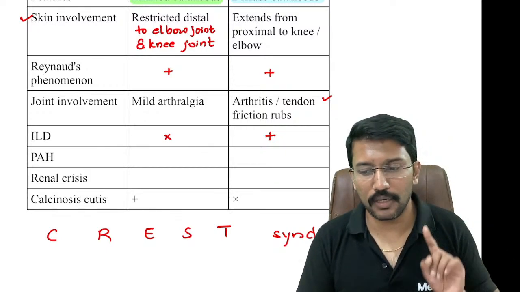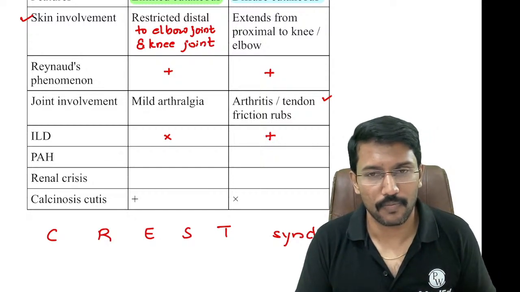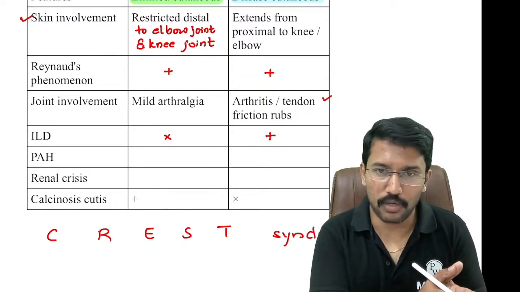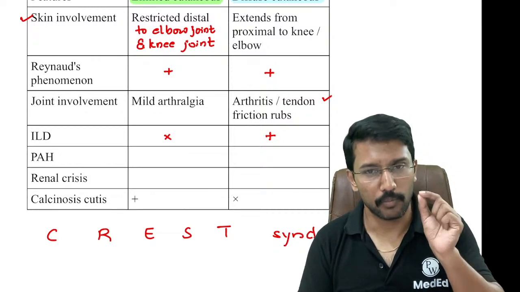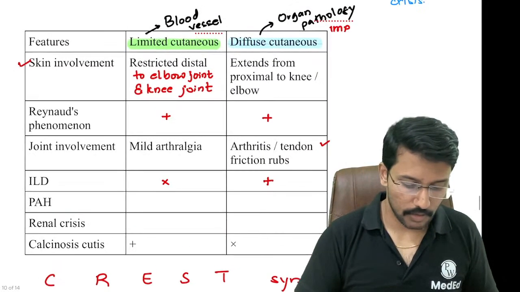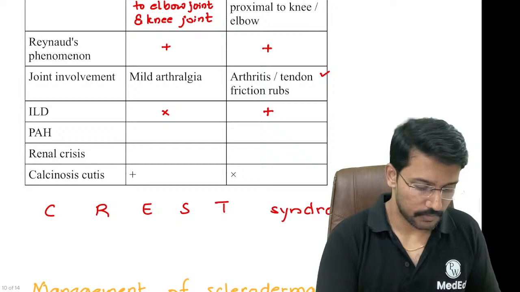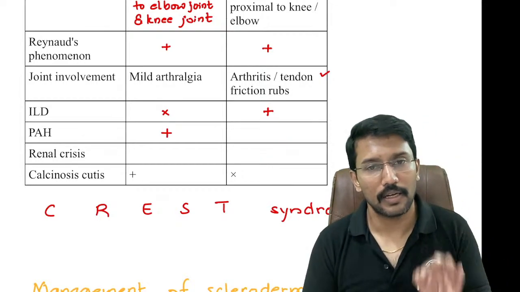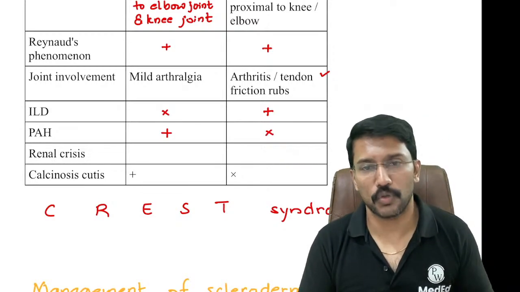Okay. Pulmonary arterial hypertension. Are we talking about organ or blood vessel? Obviously we are talking about blood vessel, right? The pulmonary artery pressure has increased, so we are talking about blood vessel. So whenever we think of blood vessel, we should think of limited cutaneous, right? So pulmonary arterial hypertension is typically common in limited cutaneous, relatively rare in patients with diffuse cutaneous.